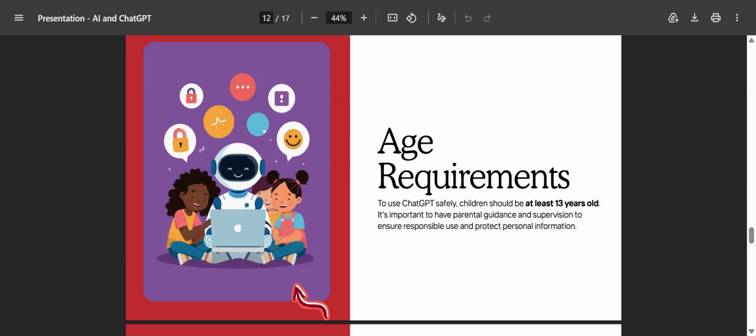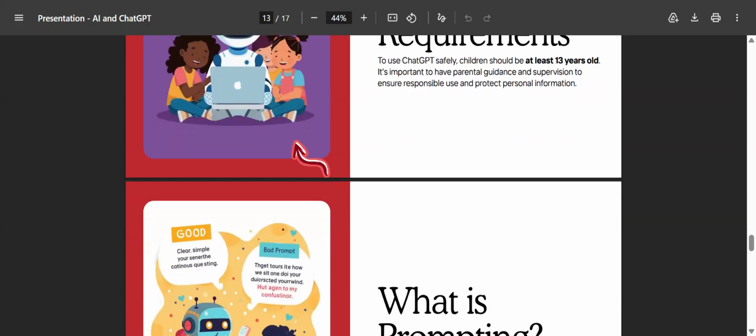So we have age requirements for Chat. To use ChatGPT safely, children should be at least 13 years old. It's important to have parental guidance and supervision to ensure responsible use and protect personal information. Definitely we have age requirements for Chat. So if you're a child younger than the age of 13, definitely you need parental guidance to use Chat responsibly.